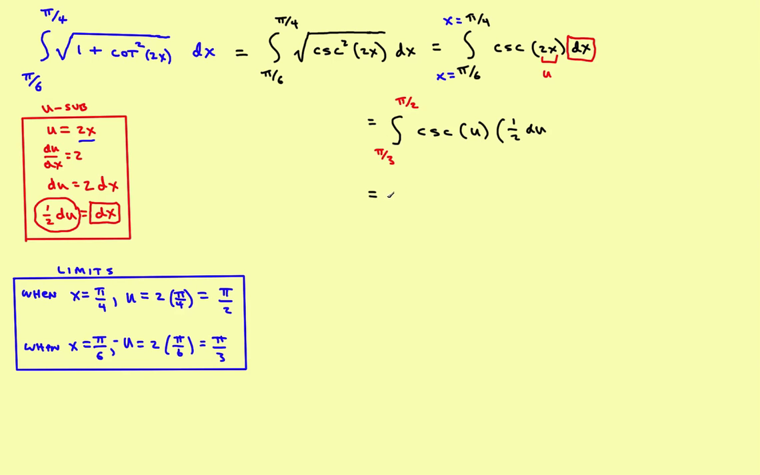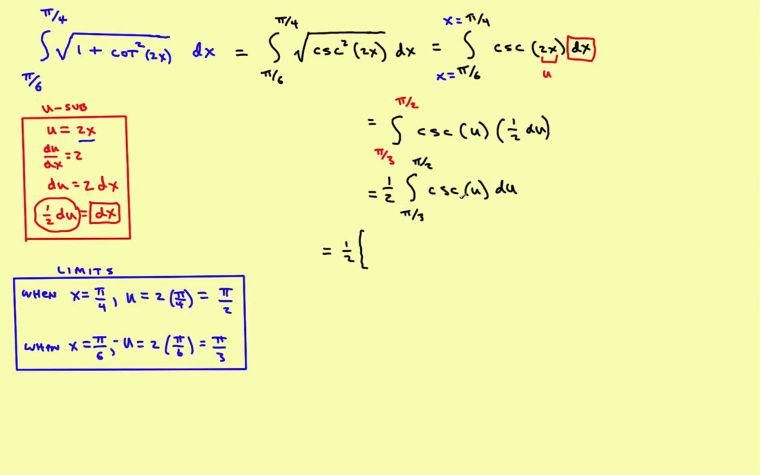Okay, so what this one's going to be equal to then would be this. Actually, we can do one more thing here first. We can go ahead and bring this 1/2 out in front. So this would be 1/2 of the integral from pi divided by 3 to pi divided by 2 of the cosecant of u du. Now, using the integral formula, we'll make that be 1/2, and put this right in brackets.